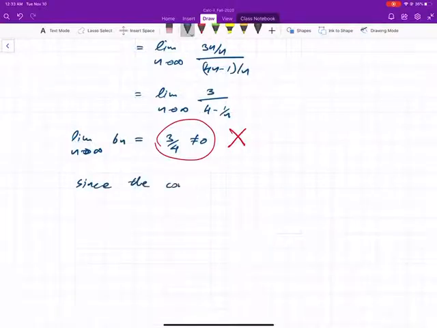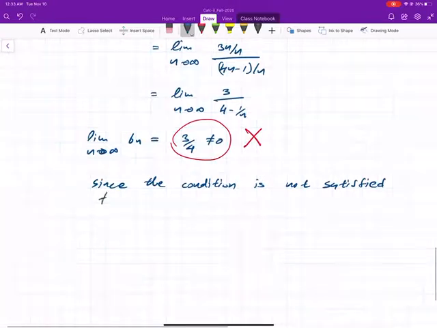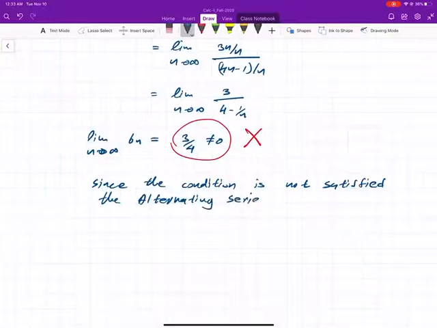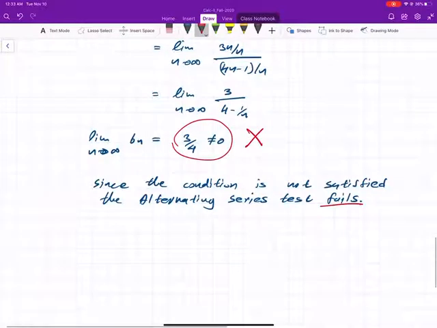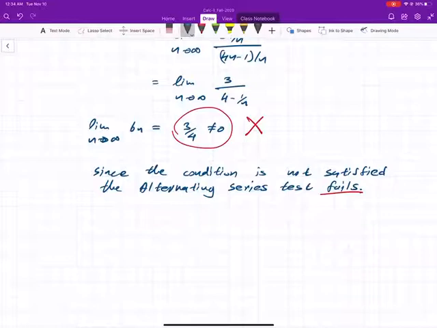Since the second condition is not satisfied, the alternating series test fails. Alright, so keep that in mind. It fails. Now you can't use the alternating series test, but you have to show whether this is convergent or divergent.